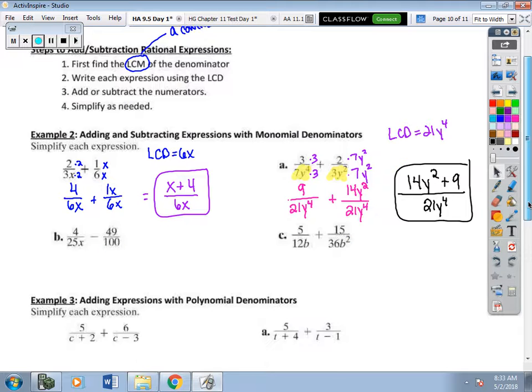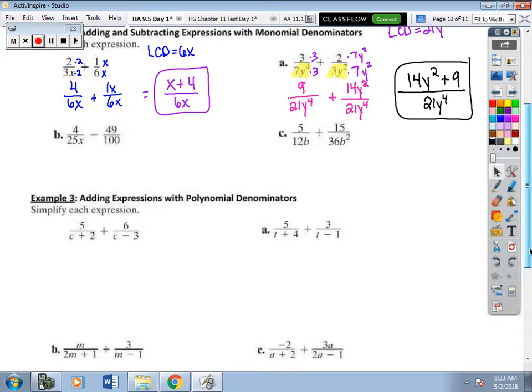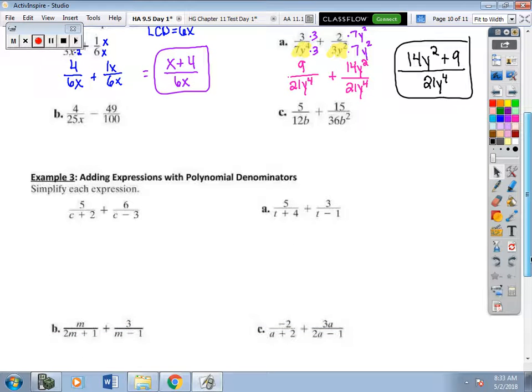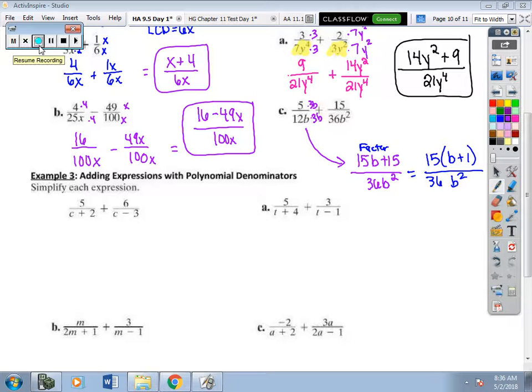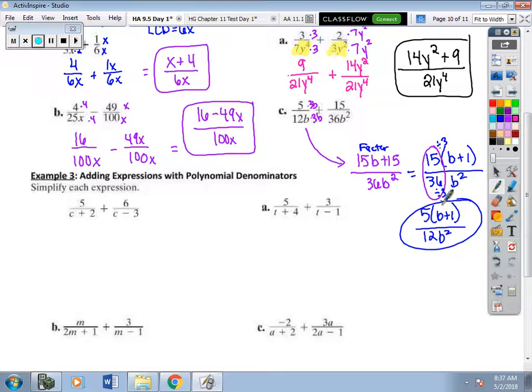See if you guys can try the next two, and then we'll take a look at when the denominators are not monomials, but they are binomials. And then 15 and 36 have what factor in common? That's divisible, Ashley? 3. So you can reduce this by a factor of 3 and reduce that by a factor of 3. So that's how we would get 5b plus 1 over 12b squared. And then again, you can distribute the 5 back through, or you can leave it out. I don't care. So if you want 5b plus 5, or 5 times the quantity b plus 1.